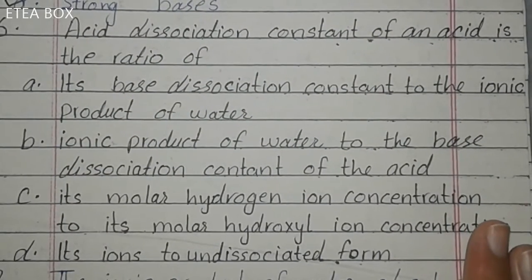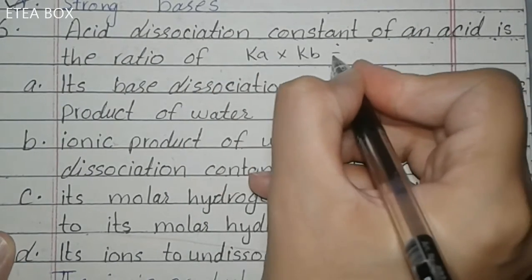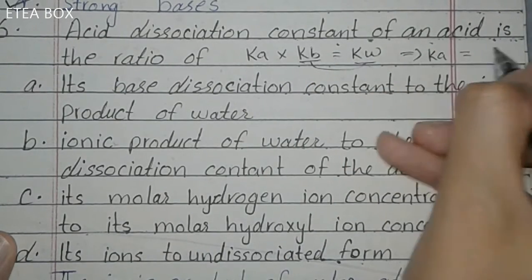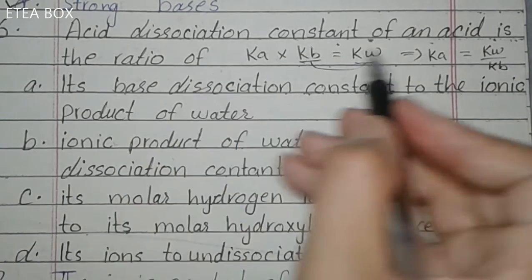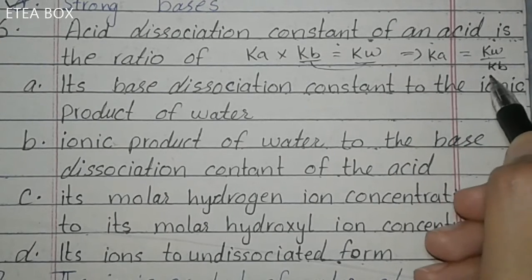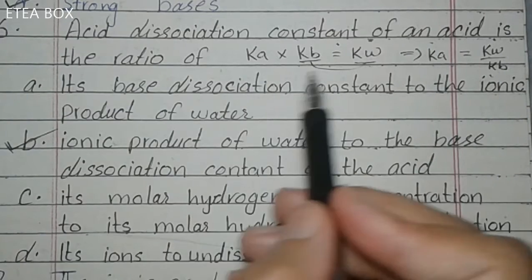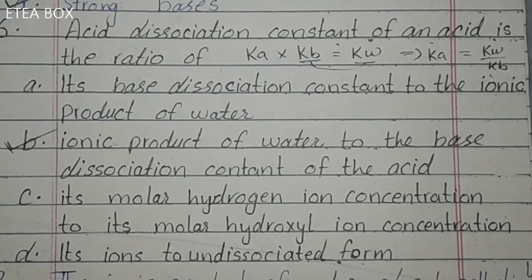Acid dissociation constant of an acid is the ratio of. Now look at here, we know that Ka multiply Kb is equal to Kw, okay? So you will get Ka is equal to Kw divided by Kb. Now look, it is the ratio between ionic product of water divided by base dissociation constant. Now here option B is correct. Acid dissociation constant of an acid is the ratio of ionic product of water to the base dissociation constant of an acid, okay. So option B is correct.